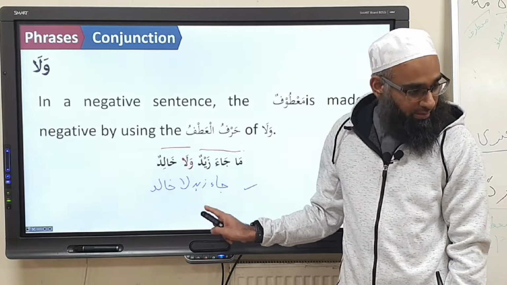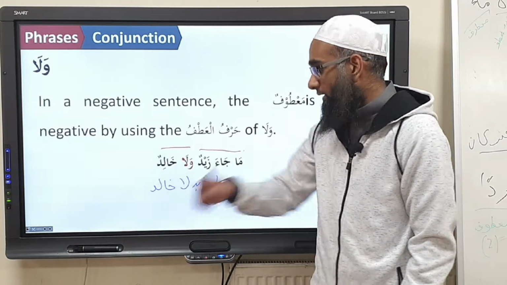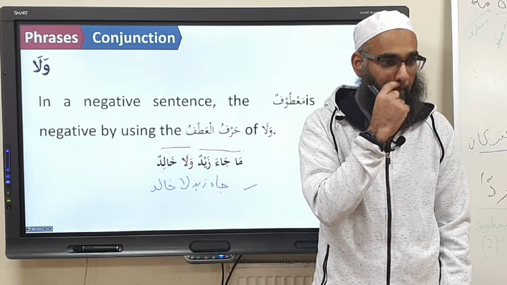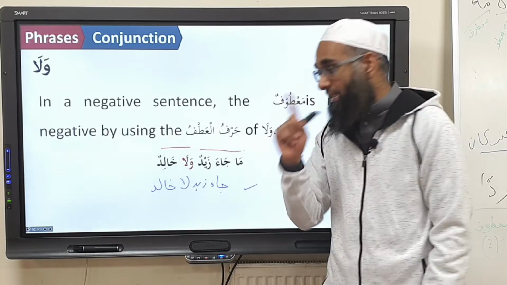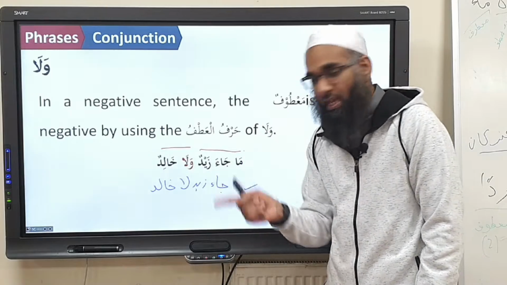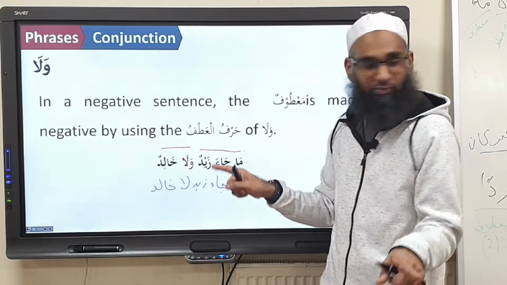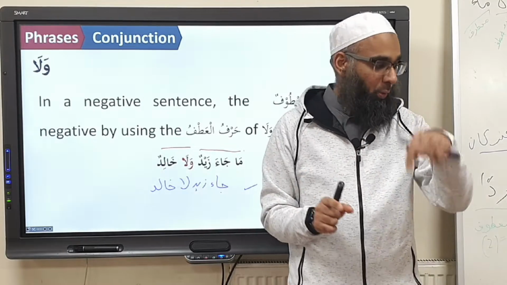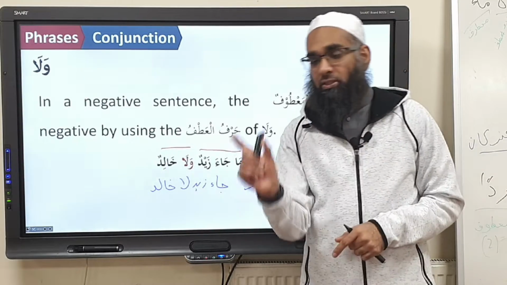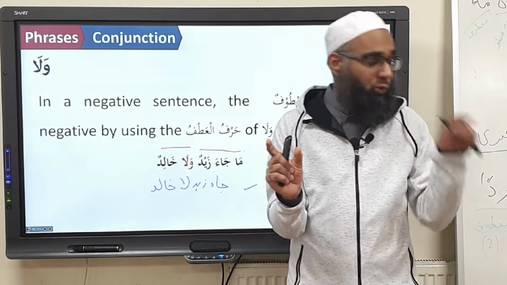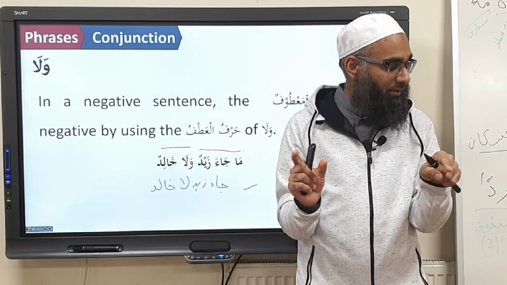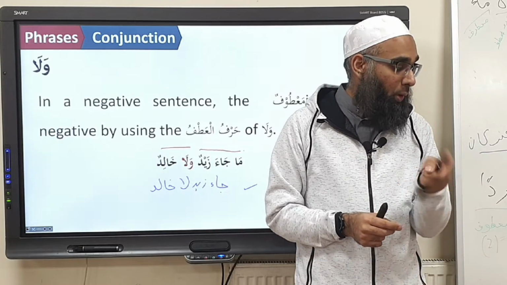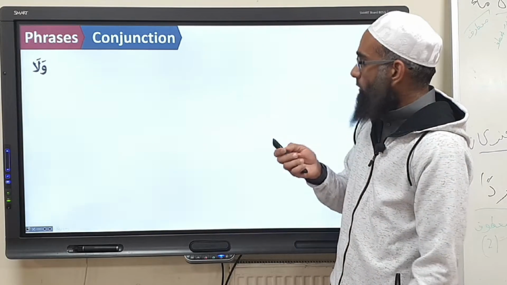Translation of this one: Zayd came, not Khalid. Ma ja'a zaydun wala khalidun. Yeah, neither Zayd came nor Khalid came. It's both negative. So if it's a negative sentence and both are negative, what do you put? Wala. Positive, to make the ma'tuf negative, you put la. Negative sentence and ma'tuf alayhi and ma'tuf both are negative, what do you put? Wala. So for example here, let's do tarkib of this one.